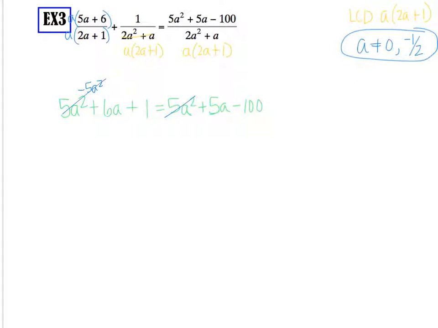So really, I'm going to end up solving 6a plus 1 equals 5a minus 100, which is a linear. So I'm going to solve it in a linear fashion. So get a by itself. So subtract 5a, and at the same time I'm going to subtract 1. So 6a minus 5a is just a, and negative 100 minus 1 is negative 101. And I'm going to go back, and a can't be 0 or negative 1/2, which it's not, so I'm good.